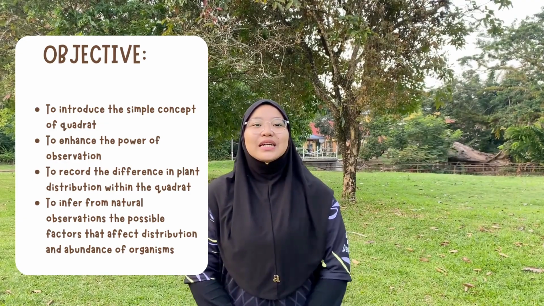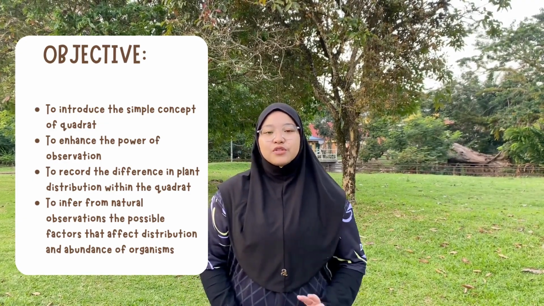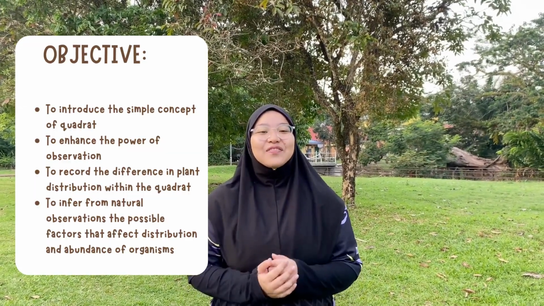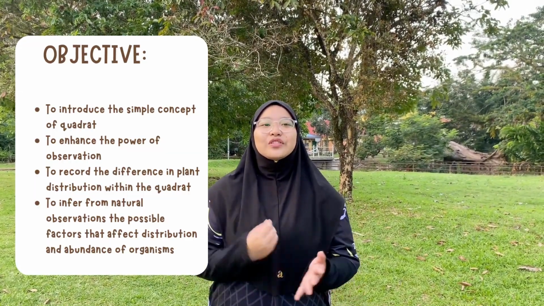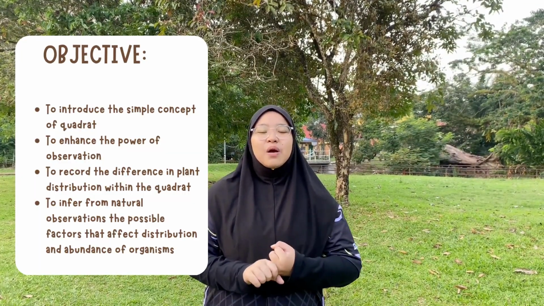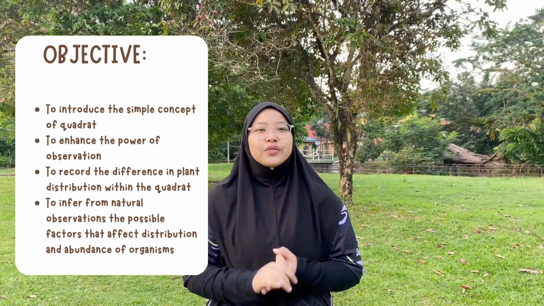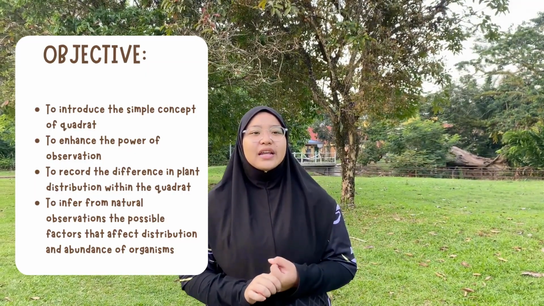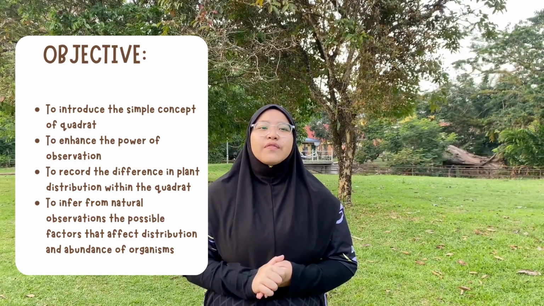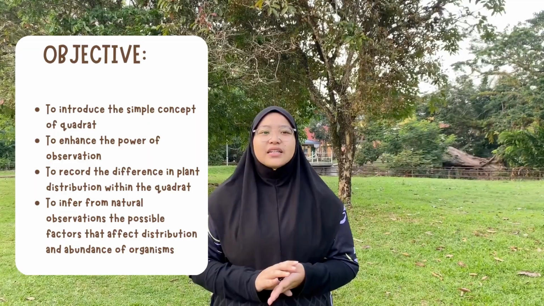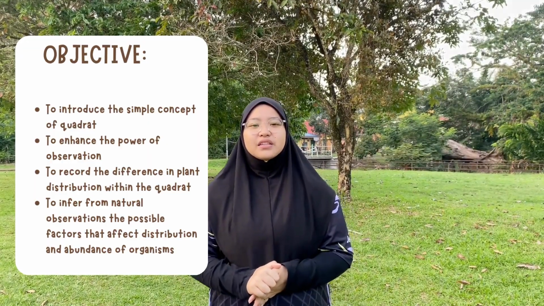Practical 2, factors that affect the distribution and abundance of organisms. The objective of this practical is to introduce the simple concept of quadrat, to enhance the power of observation, to record the difference in plant distribution within the quadrat, and to infer from natural observation the possible factors that affect distribution and abundance of organisms.